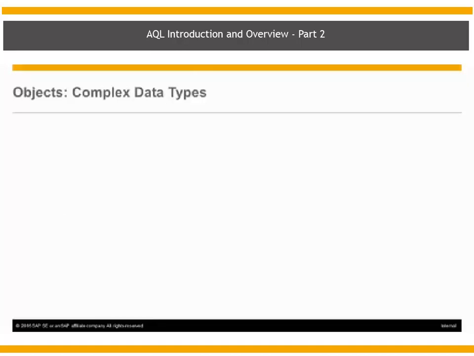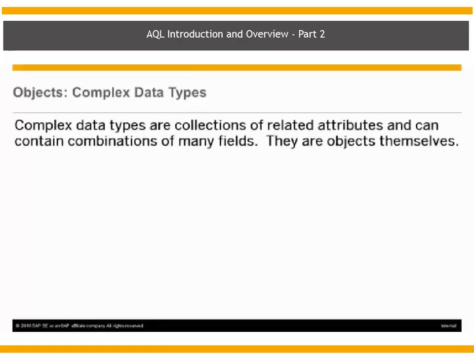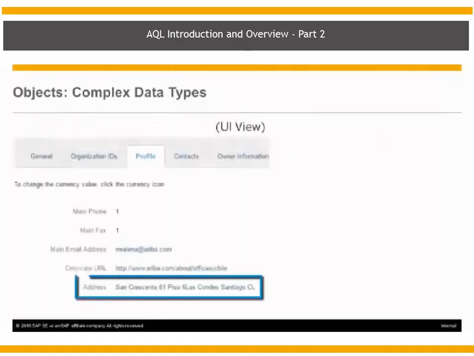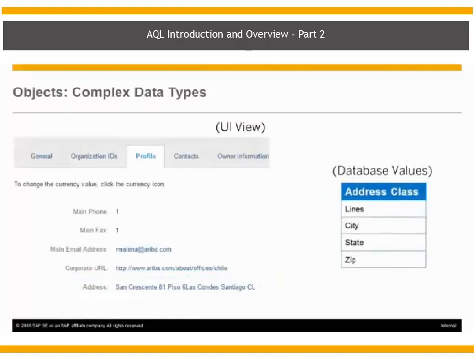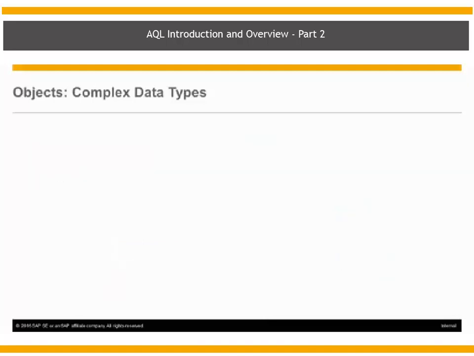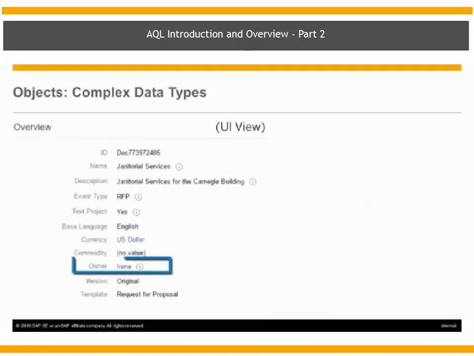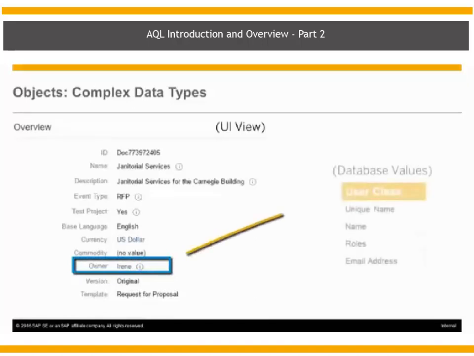However, there are also complex data types, which are collections of related attributes. They can contain combinations of many fields, and they are objects themselves. One example in downstream is address. This is just an object of type address. This class is made of multiple fields representing an address in the system. An upstream example is the owner field in an RFX class. It is an object of the class user.